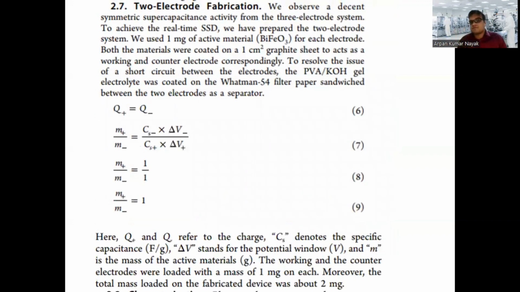Similarly, if you fabricate a device, you can see here I described the 2 electrode device fabrication. How did you do the fabrication? In a similar way, as I told, you have to use the past tense. You can see here whether they followed the same or not. We have prepared the 2 electrode system. We used 1 gram of this for each electrode. Both the materials were coated. So we have to write how we made the device fabrication, and you can write it here.